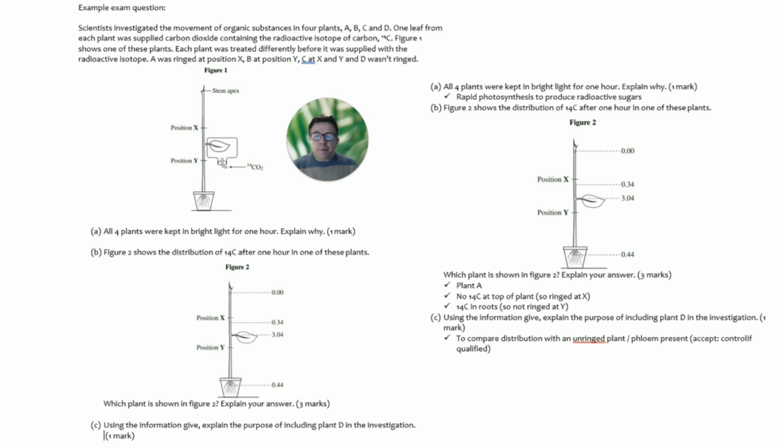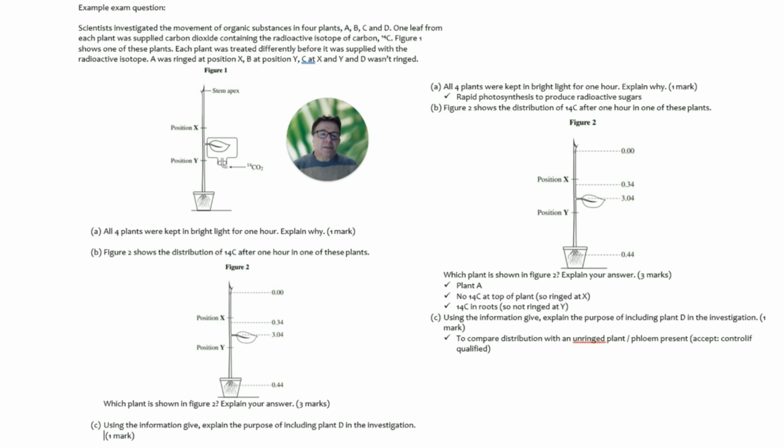A, all four plants were kept in bright light for one hour. Why would that be the case? Well, basically to allow rapid photosynthesis to produce those sugars that are going to be radioactively labelled.